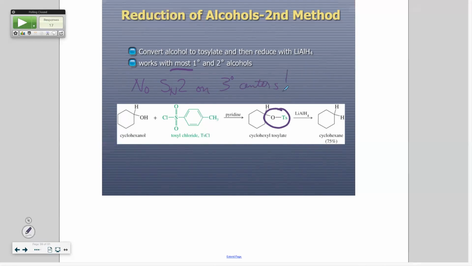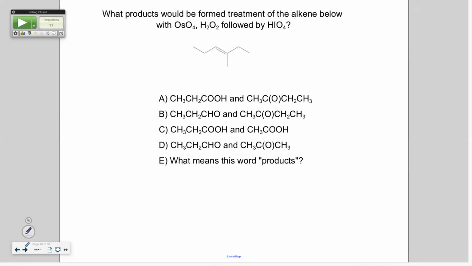Remember that little rule? No SN2 on tertiary centers. The hydride won't come in and substitute for the OTs minus. And if you get to the carbocation, you're going to start getting elimination. That's why it doesn't work.